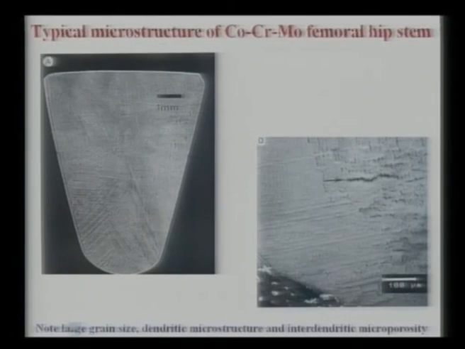These are the typical microstructure of a cobalt chrome moly femoral stem. It has a typical cast structure, like a columnar structure. So, all these columnar grains are oriented at different orientations, and this forms during the casting solidification process.